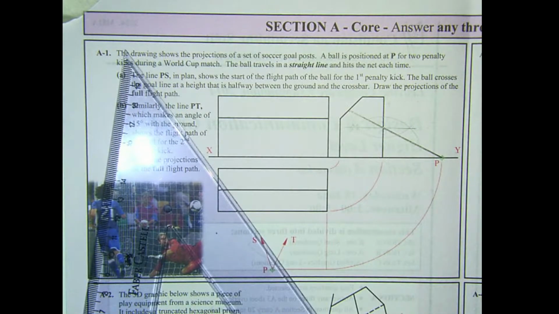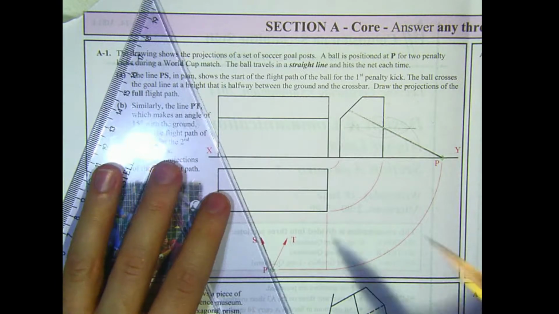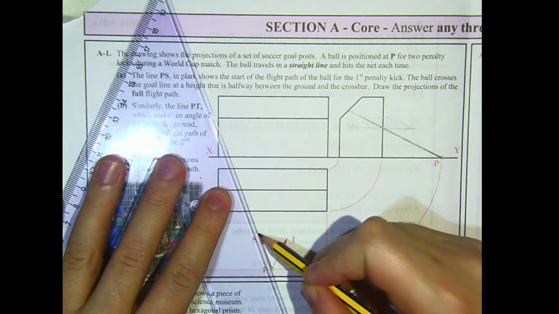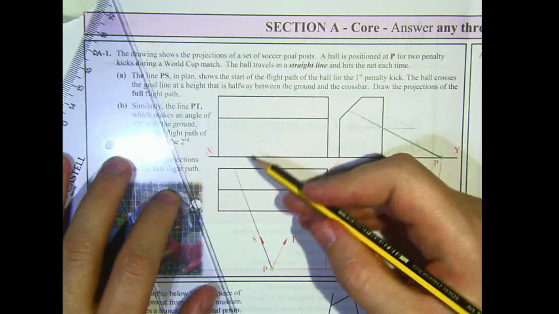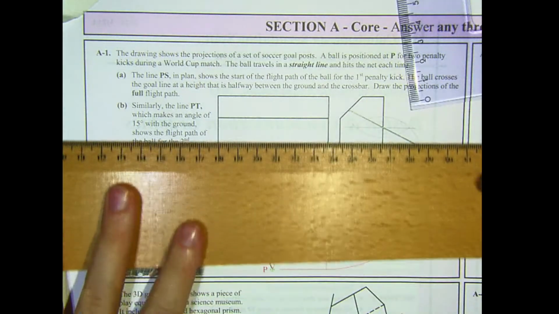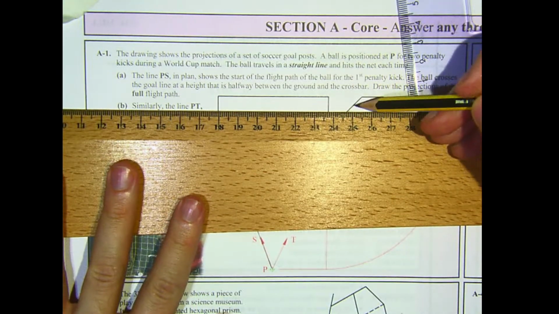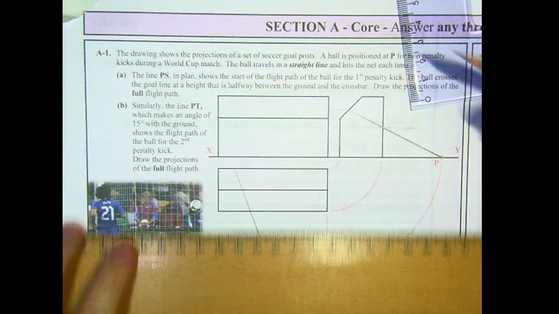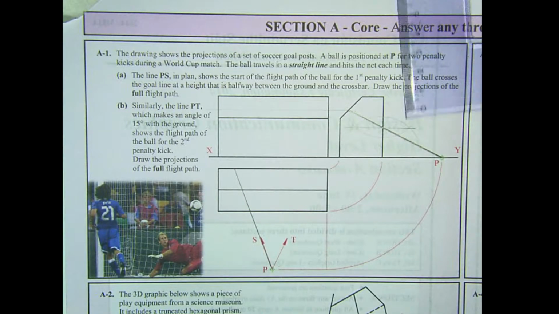We need to now locate that point in the elevation and the plan. So I'm going to extend the line from this point on. It's going to be in here somewhere. Don't know exactly where it's going to hit because it's on that slope. We know that it hits it at this height in the elevation, so it's up there somewhere. Again, not 100% sure where.